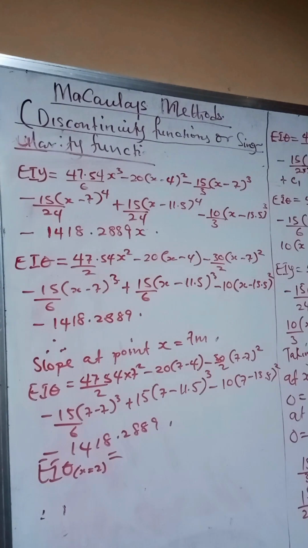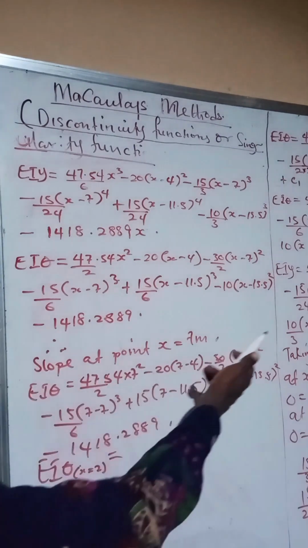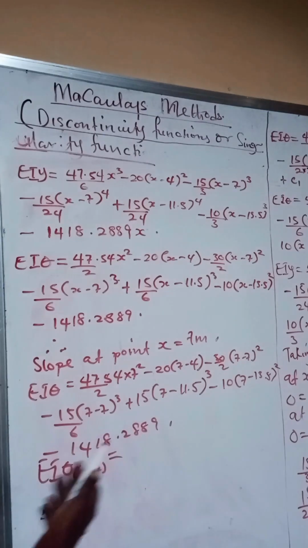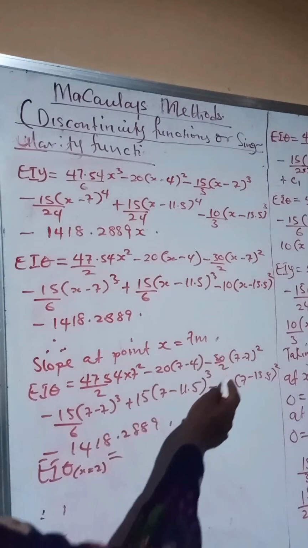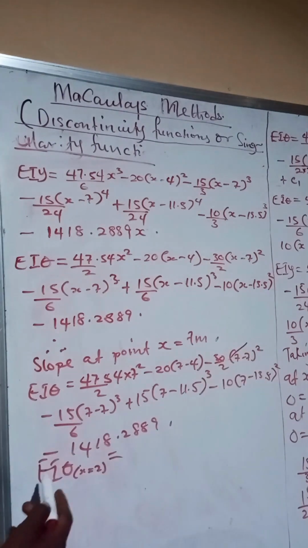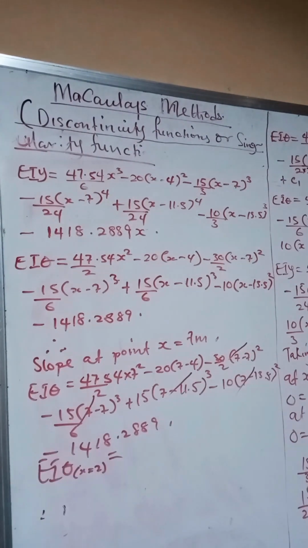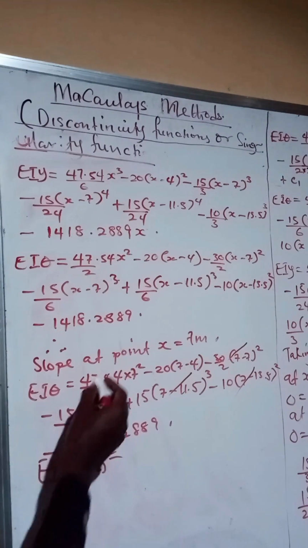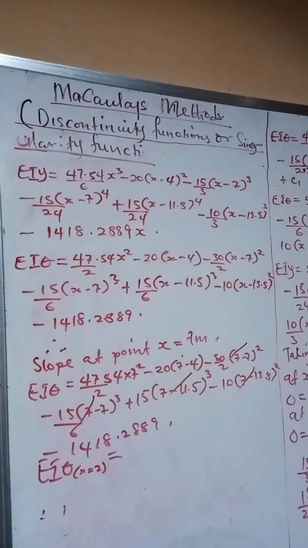Now, by Macaulay's principle, we know certain values are going to be cancelling out. So this is the expression for the slope. When we substitute the value x equal to 7 into this expression for the slope, we're going to have it as this. By Macaulay's principle, we know that all negative values are going, so they are taken as 0. What we're left with is this expression, this one, and our constant. So let's work it out.